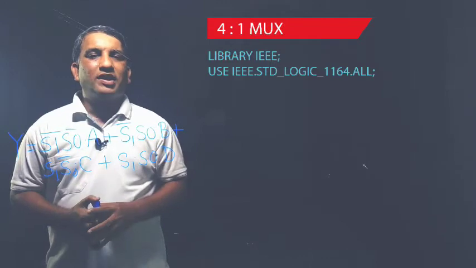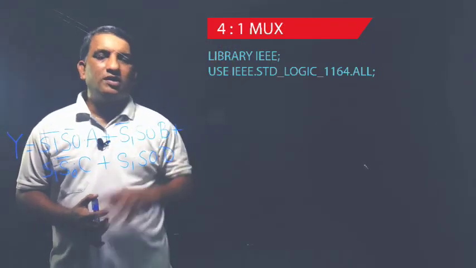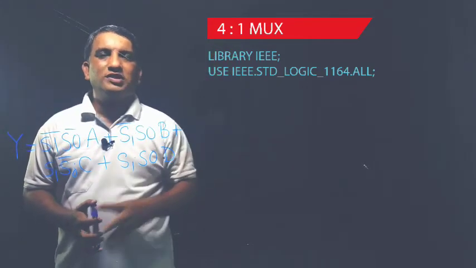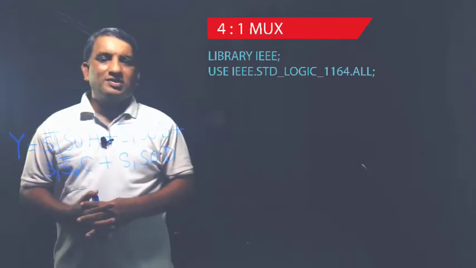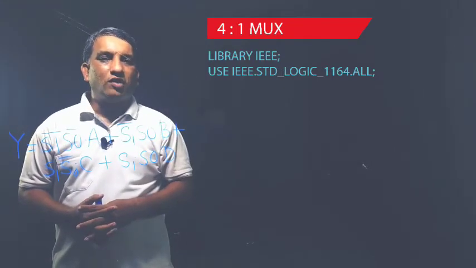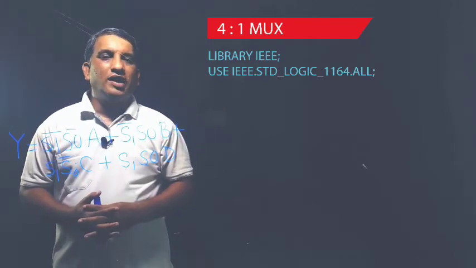So first I will write down the 2 header lines, that is library IEEE semicolon, then use IEEE.std_logic_1164.all. This is second line. So these 2 header files are there for every VHDL program. Then we have to write down the entity part.